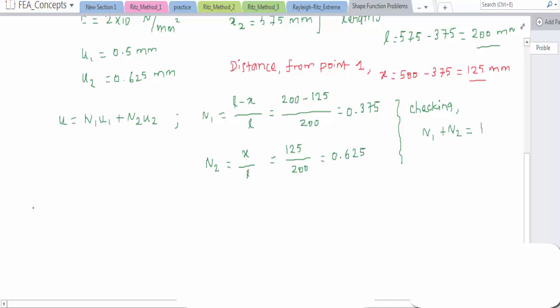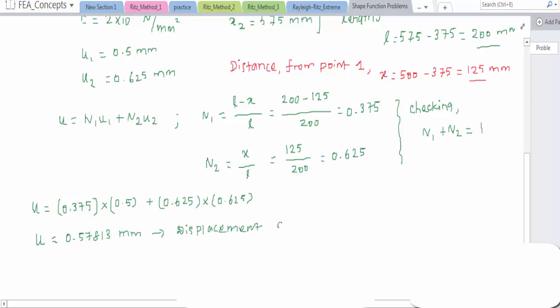Now we have to find the displacement at point P: 0.375 into 0.5 plus 0.625 into 0.625. While calculating this, you will get the value u equal to 0.57813 millimeter. That is the value of displacement at point P. So from these findings, we have calculated the first value.